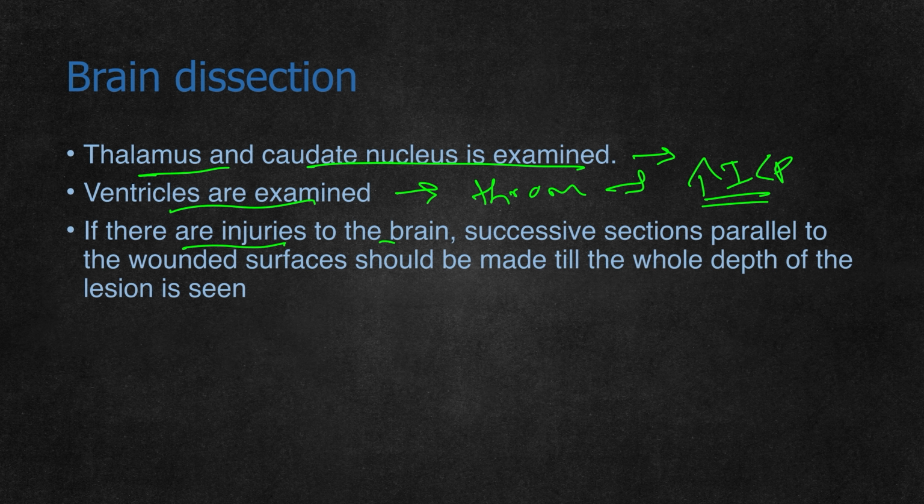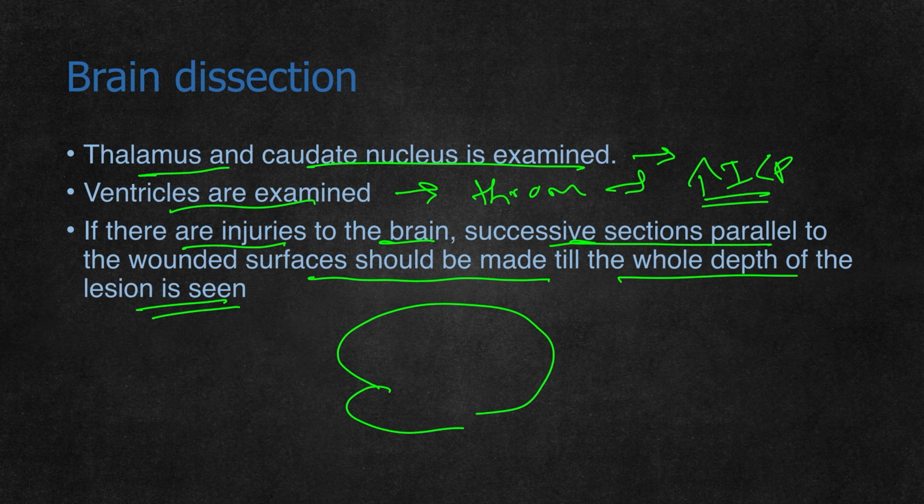If there are injuries to the brain, successive sections parallel to the wounded surface should be made until the whole depth of the lesion is seen. The injury may extend three-dimensionally, so all the layers have to be examined carefully until the full extent of the injury is completely exposed.